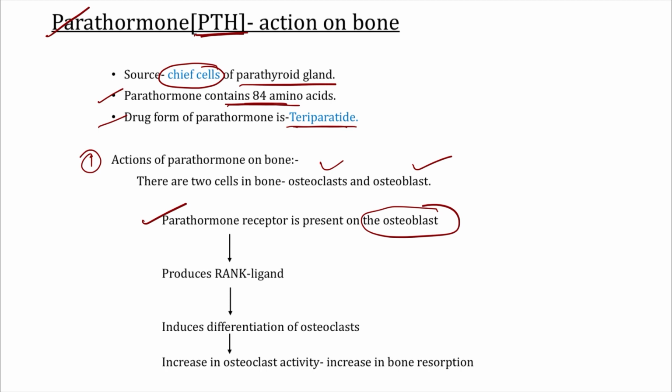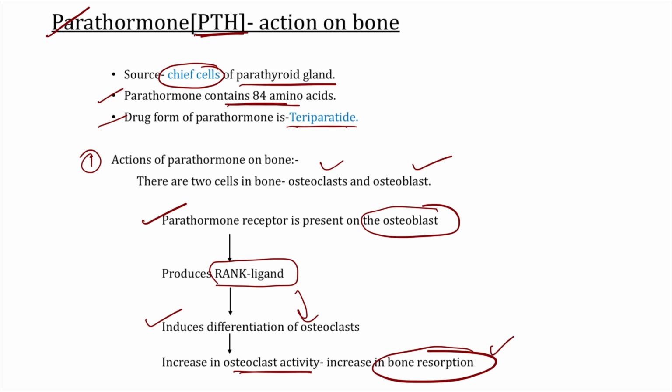So when parathormone binds these receptors on osteoblast, the osteoblast will produce something very important called RANK ligand. Now this RANK ligand will go to the osteoclast and induce the differentiation of osteoclasts. That's why there is an increase in osteoclast activity, and that leads to bone resorption. Parathormone acts on osteoblast, produces RANK ligand, this RANK ligand induces differentiation of osteoclast, and that's why there is increased osteoclast activity leading to bone resorption.